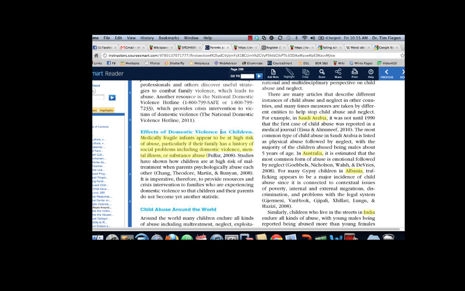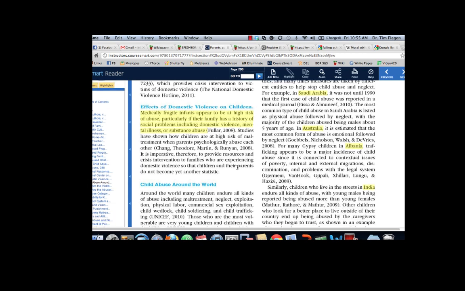And then what are the effects of that violence on children? Well, medically fragile infants appear to be at the highest risk of abuse, particularly if their family has a history of social problems, including domestic violence, mental illness, and substance abuse. And so often those same things produce children, and often more than many children that are out of wedlock and out of structured families, and become very high risk at your school.